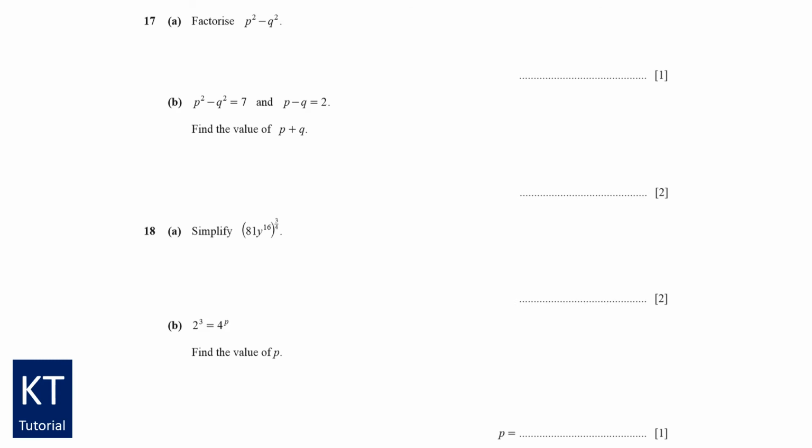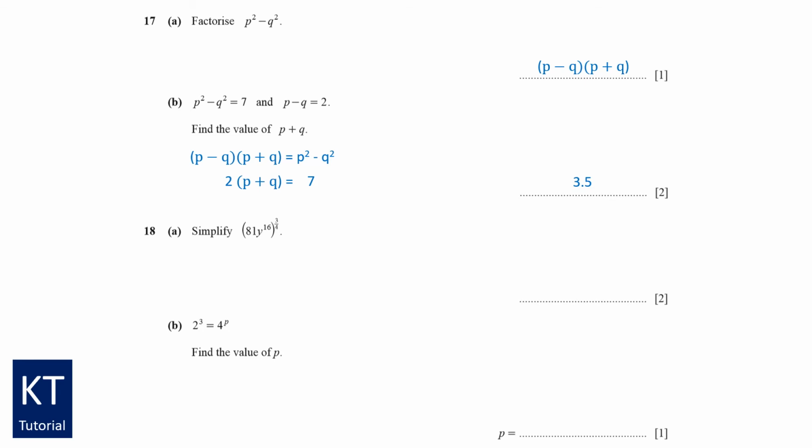Question 17. Factorize the given expression. Its factors are p minus q and p plus q. Next, if p squared minus q squared is 7 and p minus q is 2, find the value of p plus q. P plus q is the division of 7 by 2.